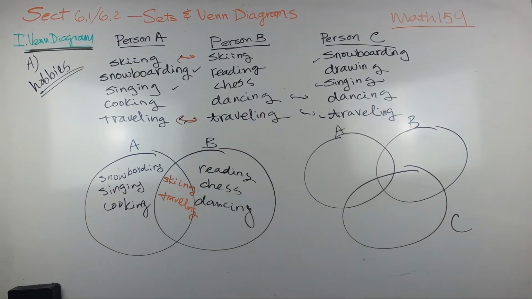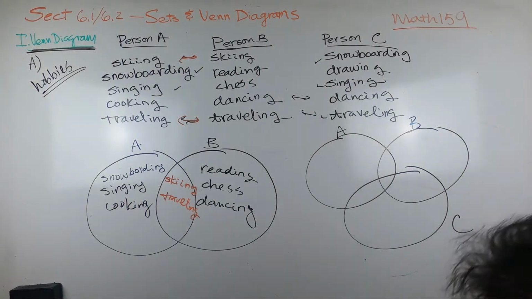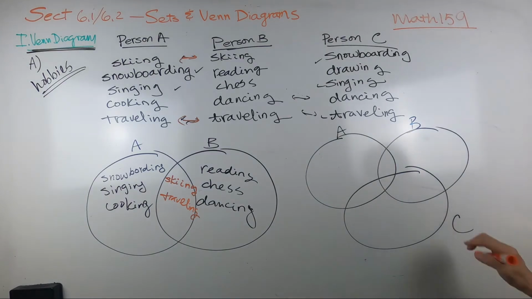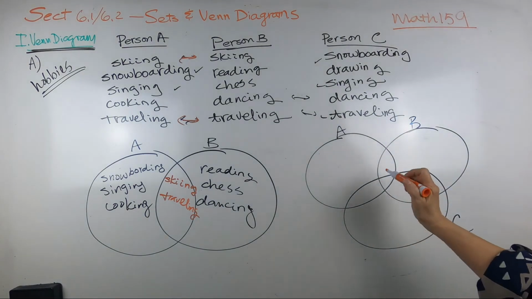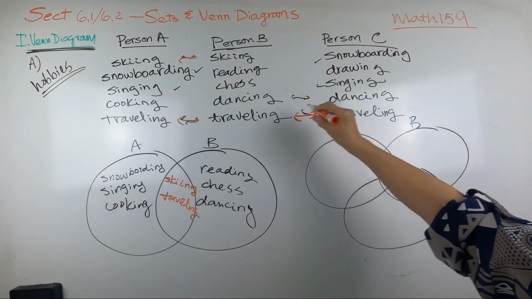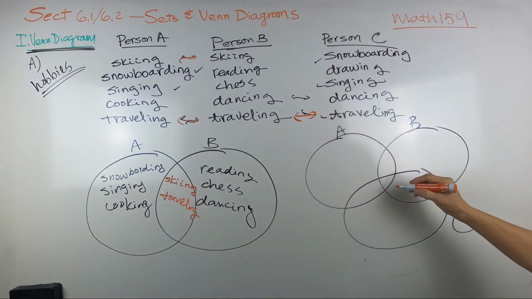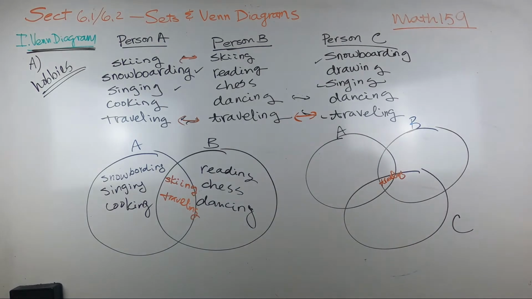How are we going to visualize them? You can look at it this way. What do we put in the middle? The middle belongs to all of them. We know traveling is the hobby all of them like to do. So you will put traveling in the middle.